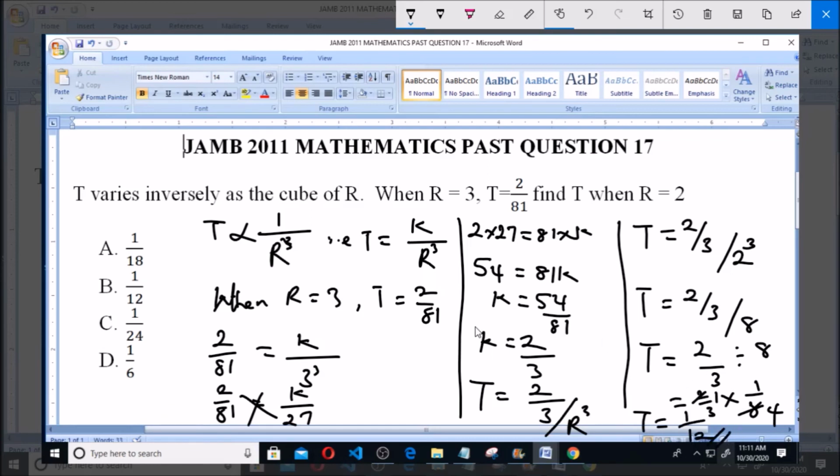So 1 over 12 is the answer to this question, and that is option B. So 1 over 12 is the value of T when R equals 2.